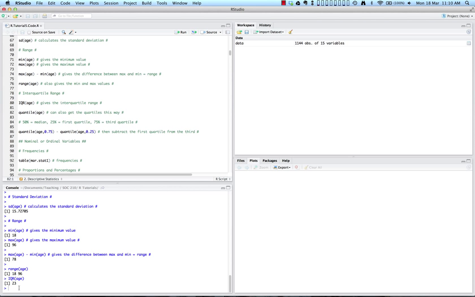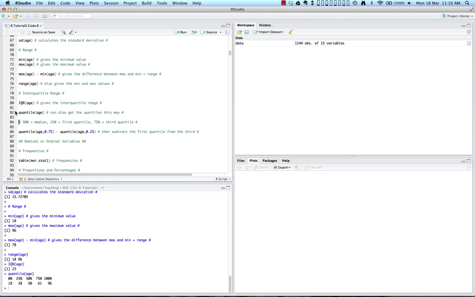We can also do that in a little bit of a different way as well, using the function quantile. If we run that function for age, we see that we get the different quartiles this way. So we can see that at 50%, we get the median of 50 years, and then 25% is going to represent our first quartile, and 75% is going to represent our third one.